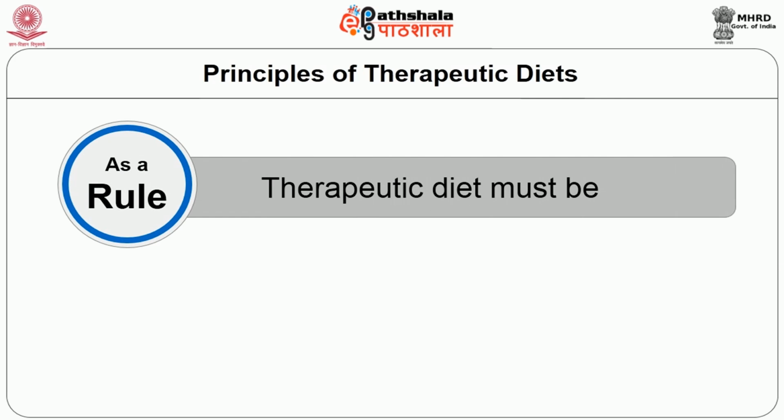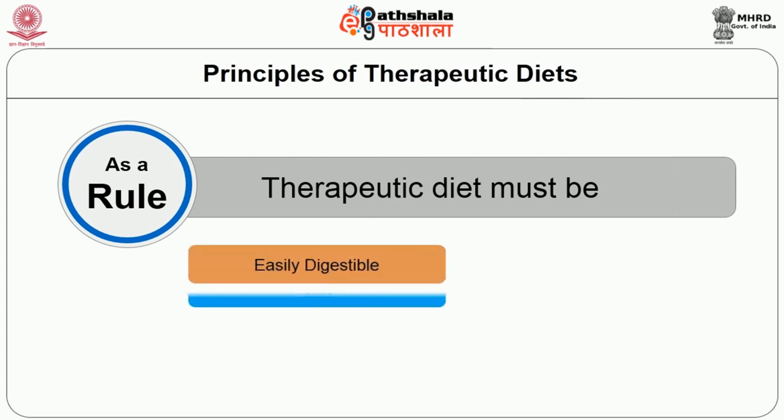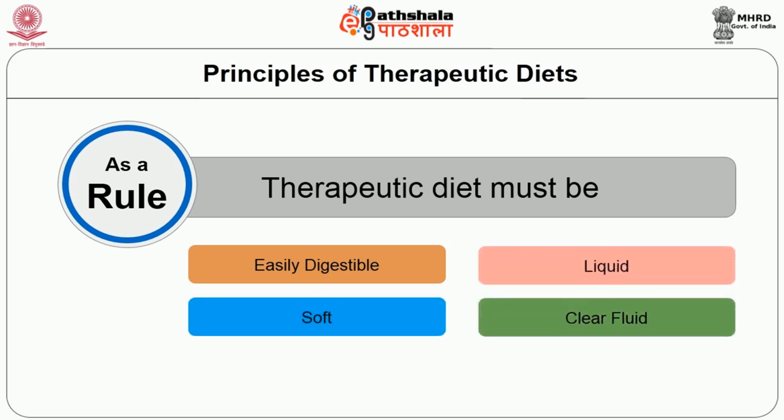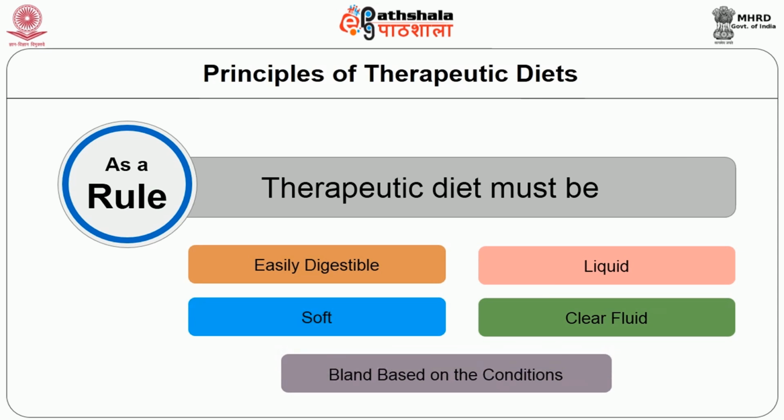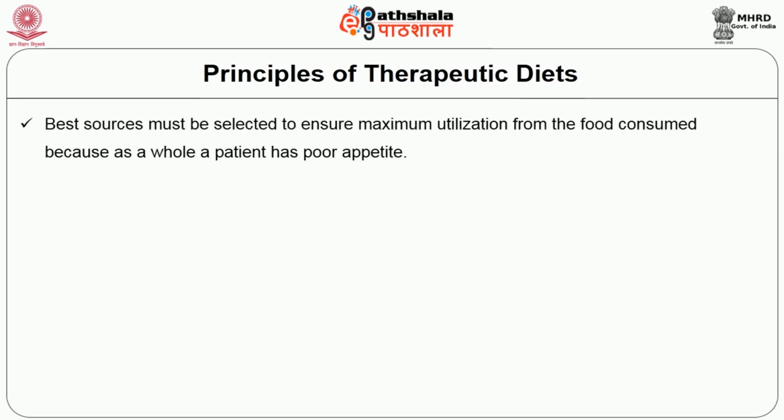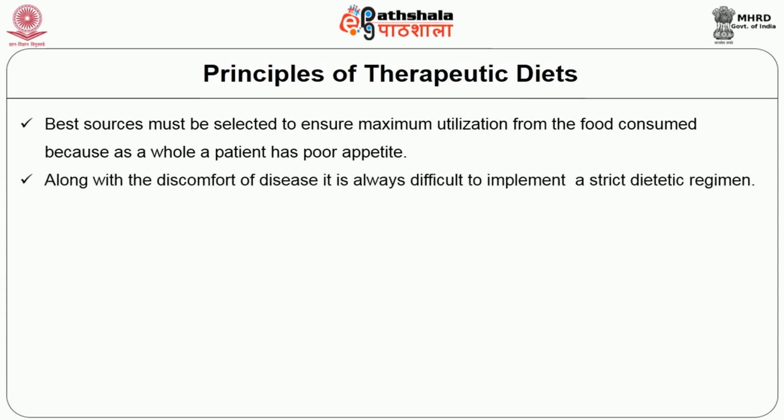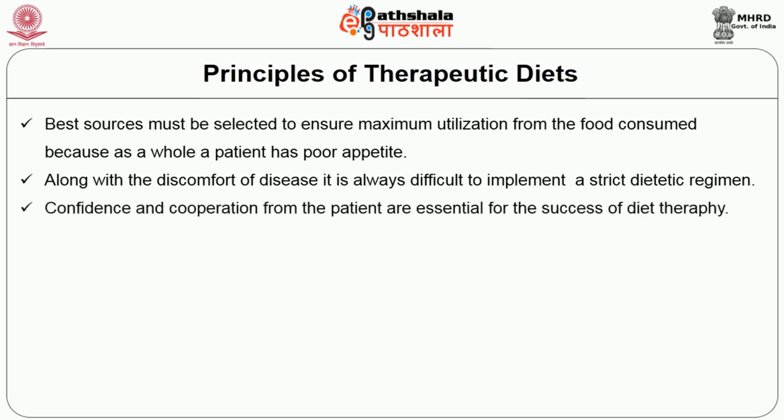As a rule, a therapeutic diet must be easily digestible, soft, liquid, clear fluid or bland, based on the condition. The best sources must be selected to ensure maximum utilization of nutrients from the foods consumed without disturbing the intestinal and other parts of the body, because as a whole a patient has a poor appetite. Along with the discomfort of the disease, it is always difficult to implement, and cooperation from the patient is very much essential for the success of diet therapy by the dietitians.